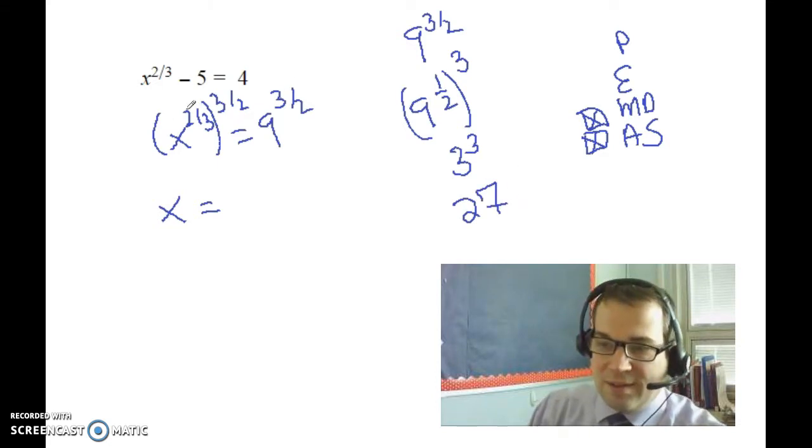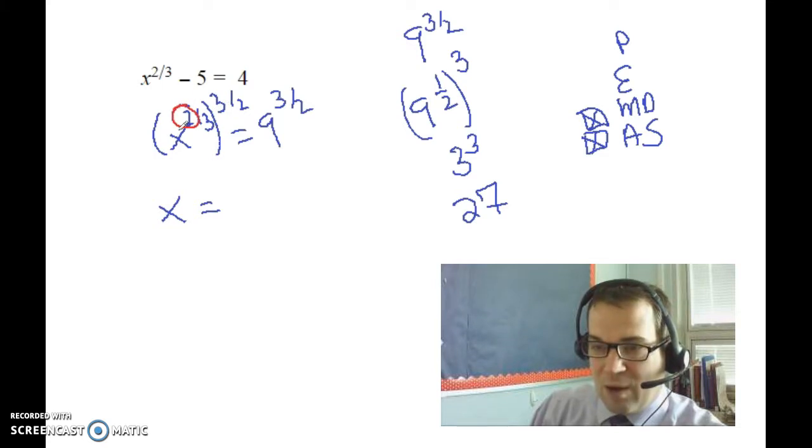But because on the left side, it was an even power that I was getting rid of, I need to include a plus or minus in my answer. My final answer will be plus or minus 27.